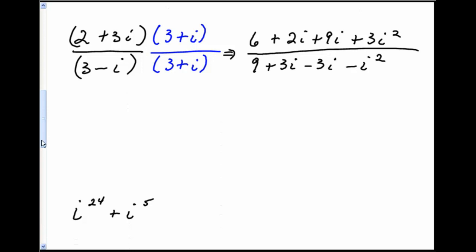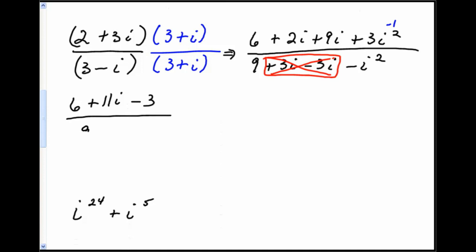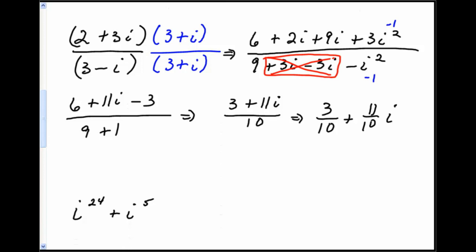i squared. Now remember, when you multiply conjugates, the outer and the inner terms are additive inverses, so they add up to 0. Simplifying so far what we have on top, we'll have 6 plus 11i. Remember, i squared is -1, so we got 3 times -1 for minus 3. Our denominator will be 9, and again, i squared is -1, so minus the -1 becomes plus 1. So we end up with 6 minus 3 is 3 plus 11i over 10. Writing this in standard form will be 3/10 plus 11/10 i.